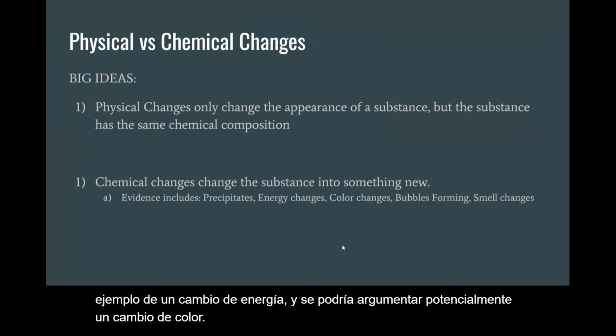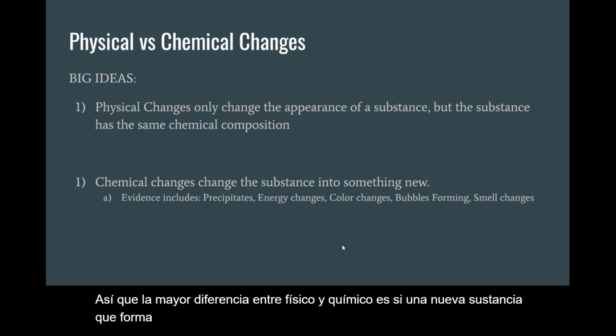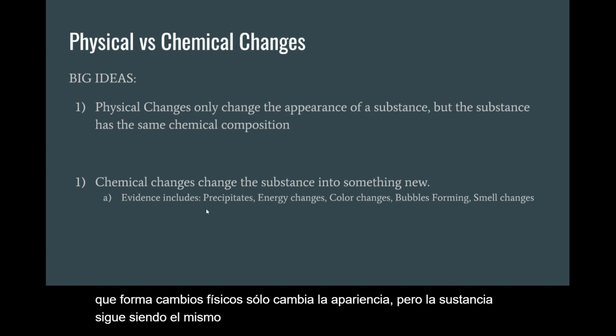So, the biggest difference between physical and chemical is whether a new substance is forming. Physical changes only change the appearance, but the substance remains the same. Chemical means that a new substance has formed.